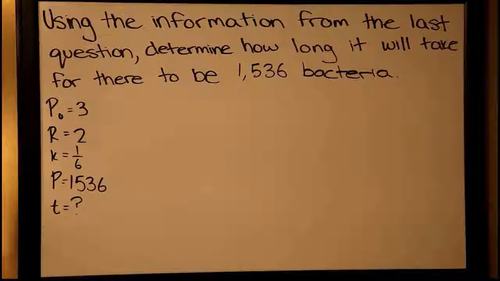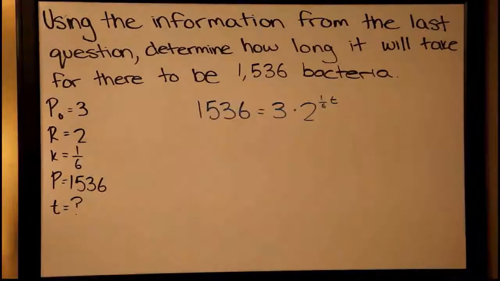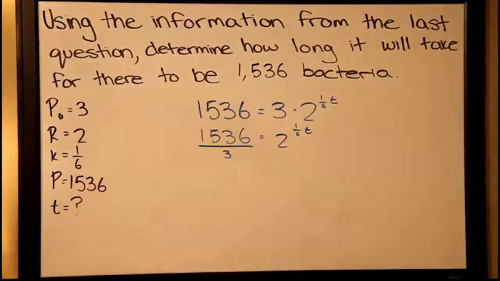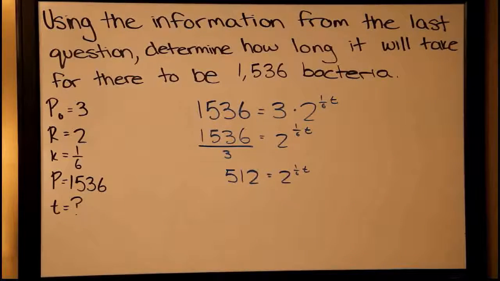A potential question could be when you're given the final amount but are asked to solve for another variable. In this example, you're given the final amount, which is 1,536 bacteria, but are asked to find the time. Here, all you have to do is sub the numbers into the equation and solve for the unknown variable using exponent laws.